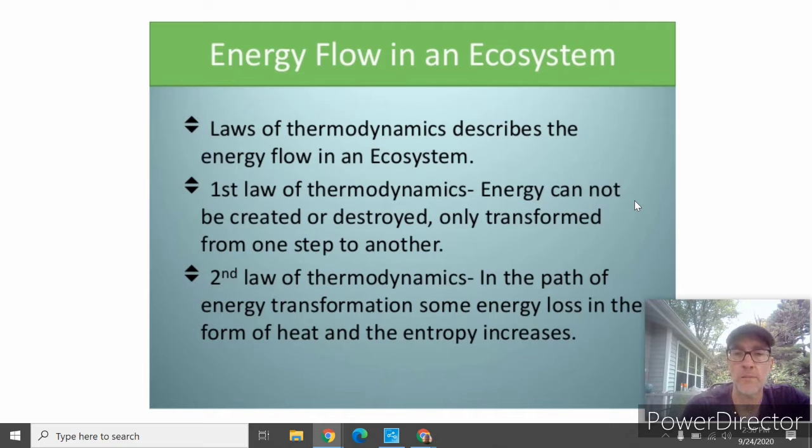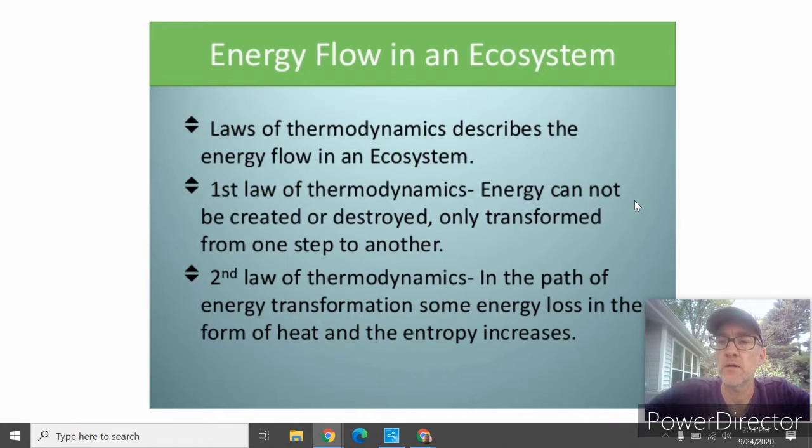Second law of thermodynamics, in the path of energy, as it's transformed from one form to another, there's loss in the form of heat and the entropy of that energy, meaning the quality of that energy decreases. So heat, we're going to learn, is a low quality energy. It's low in terms of the electromagnetic spectrum, and it tends to be a sign. If you feel your computer right now, you're feeling heat, that's inefficiency in that system.